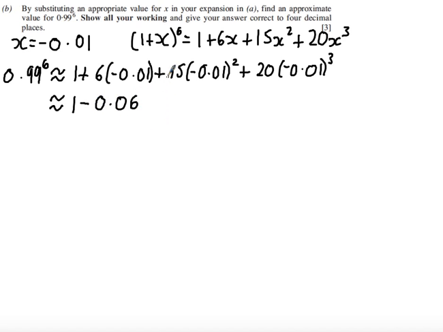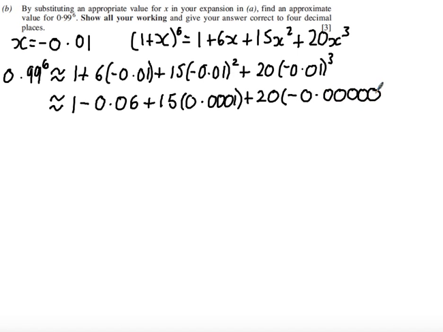6 times minus 0.01 gives you minus 0.06. Plus, do this in stages. Minus times a minus will give us a positive, so I can just give a positive answer here. 0.01 times 0.01. 1 times 1 is 1, and then there's 2 decimal places in each number after the decimal point. So I'm going to get 0.0001. Plus 20 times a negative number cubed will be minus, and then 0.01 times 0.01 times 0.01 means I'm going to get 1 times 1 times 1, which is 1, but in 6 decimal places: 1, 2, 3, 4, 5, 6.